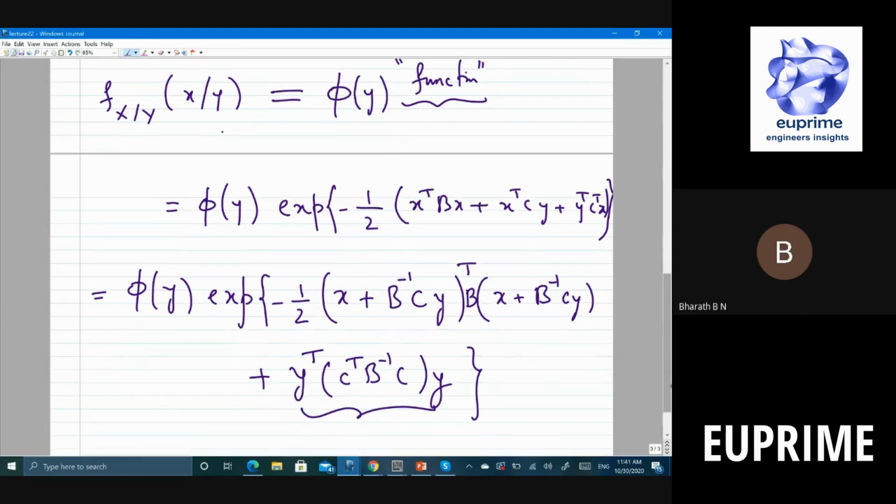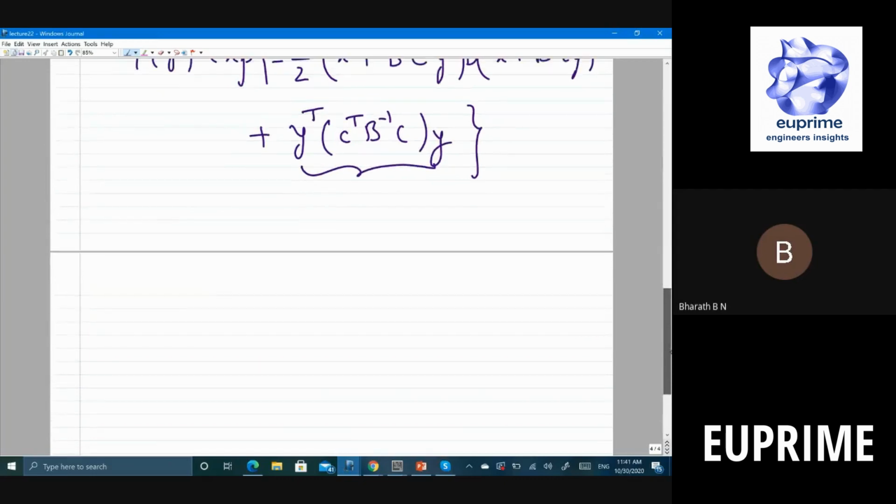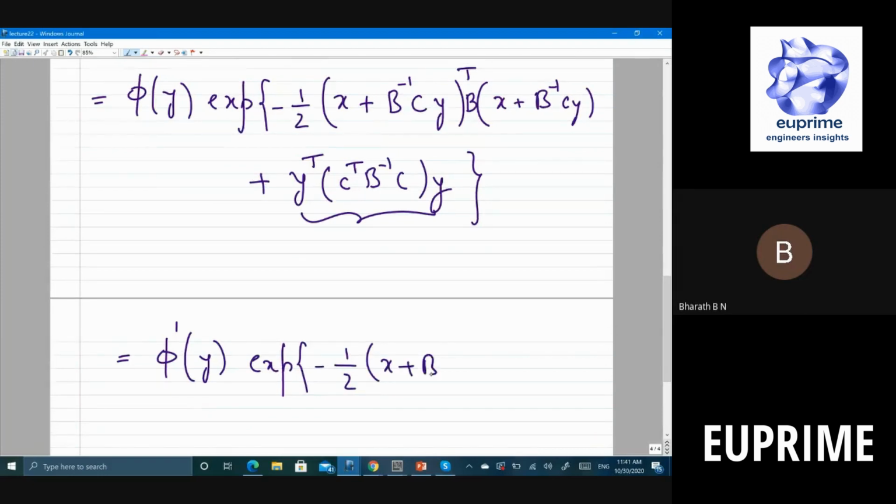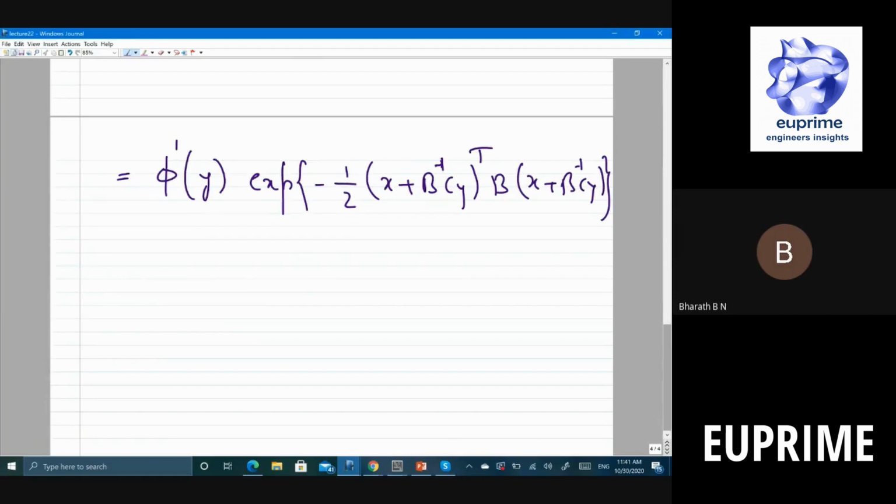Now I can write this as follows. This is some phi of y, let me call this phi dash of y, exponential of minus half, x plus b inverse cy transpose this thing. Of course there are constants, for example divided by 2 pi power something. So I have observed that into phi dash of y, this depends only on y.